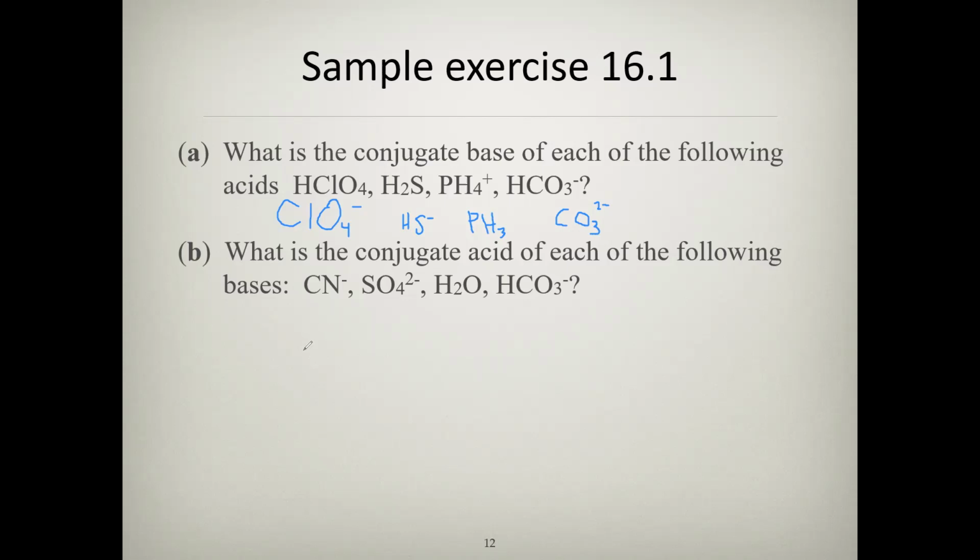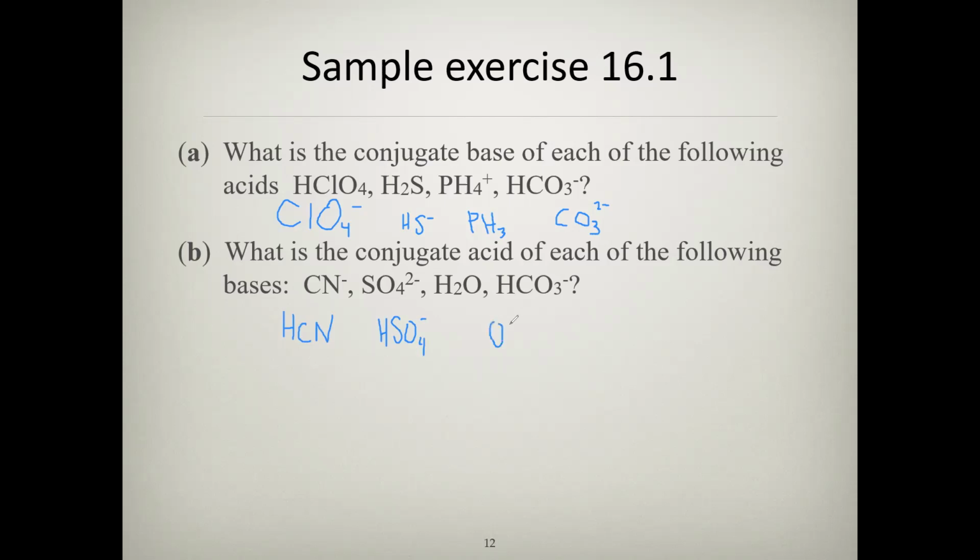And then for the second set, again, in this case, we're going in the opposite direction. So these four are going to be bases. So they're going to accept the proton. So we'll have the substance gain a hydrogen as well as a +1 charge. So we'll see in this case, cyanide is going to become hydrogen cyanide. The sulfate ion will gain that hydrogen as well as a +1 charge. So it'll ultimately just be -1 now since it's starting with the -2.